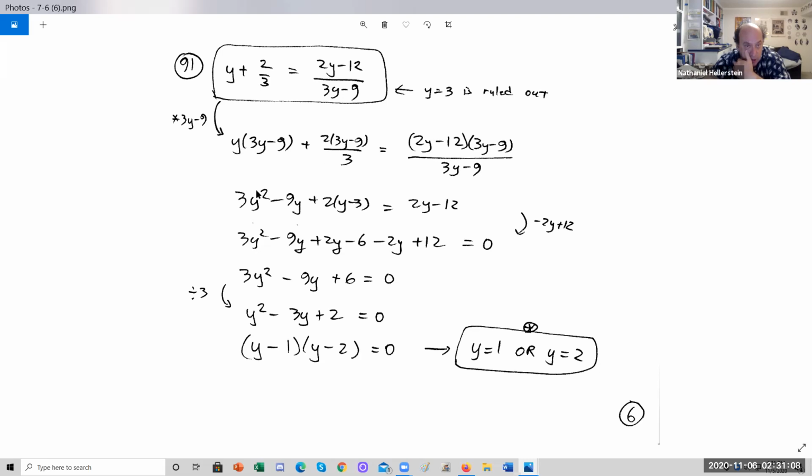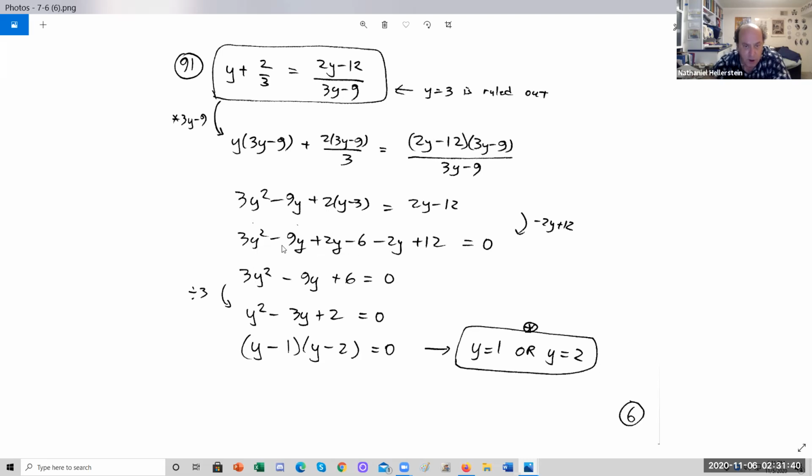This multiplies out to 3y squared minus 9y. Here, 3 divides into 3y minus 9 and leaves a y minus 3. So twice y minus 3. Here, the 3y minus 9 cancels, leaving a 2y minus 12. Subtract the 2y from both sides, add 12 to both sides. So you get 3y squared minus 9y plus 2y minus 6 minus 2y plus 12 equals 0. Oh yeah, I skipped a step. You distribute the 2 over these terms and get 2y minus 6.